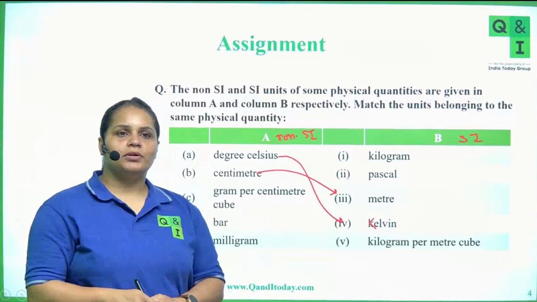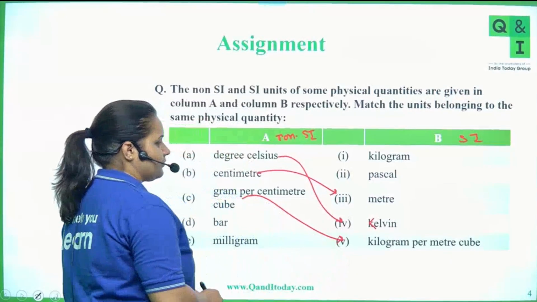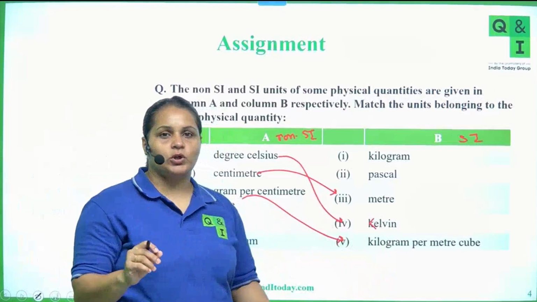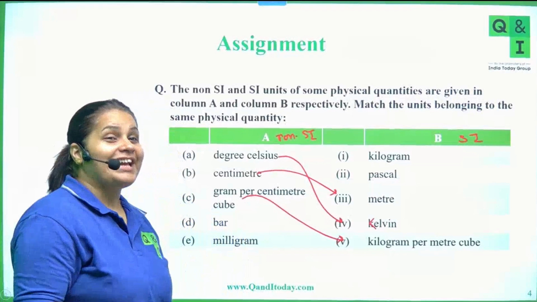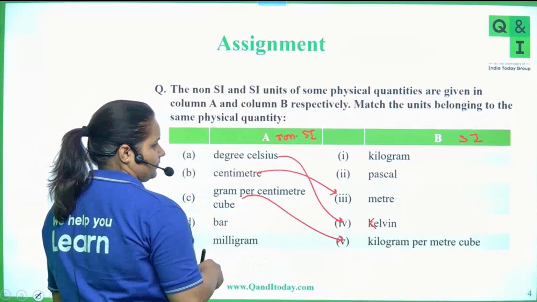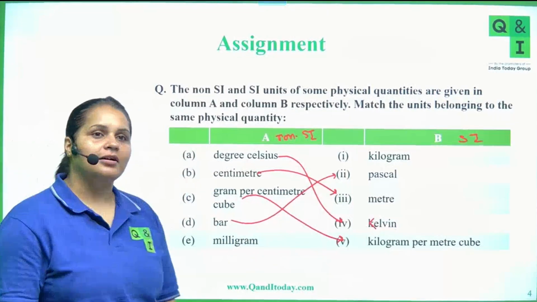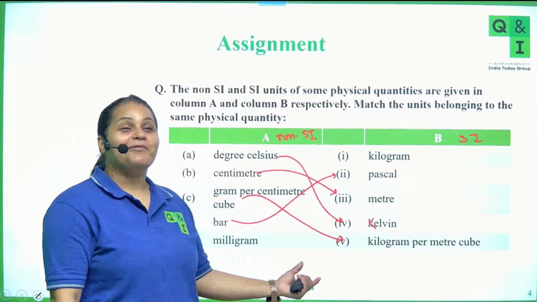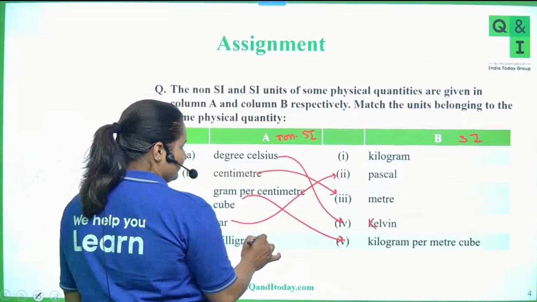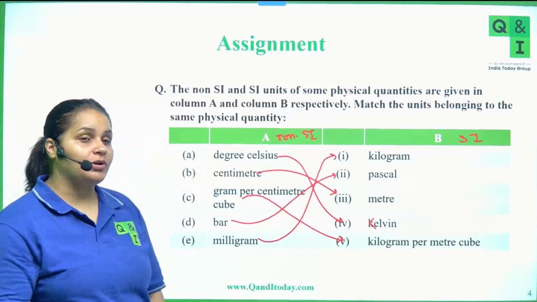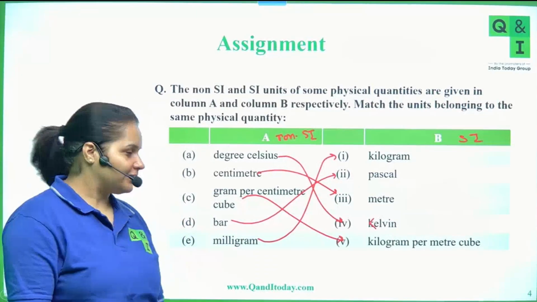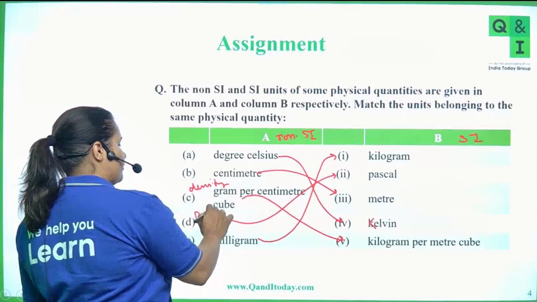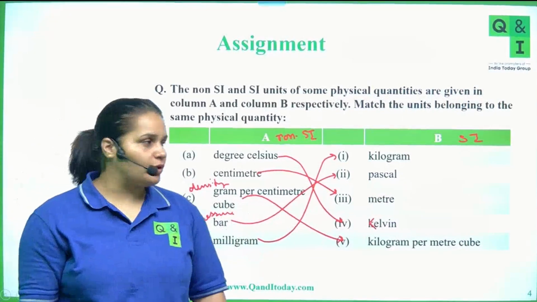Gram per centimeter cube, and its SI unit is kilogram per meter cube. That's the unit of which physical quantity? Density, right? Bar. Pascal. And that's the unit of which physical quantity? If you forget at this speed, how will you remember the whole book? Pressure, right? Milligram, kilogram. And that's the unit of which physical quantity? Mass. Okay. So this is the unit for density, and bar as well as Pascal, that's the unit of pressure. Some general things that you should know. That's why I gave you this assignment.